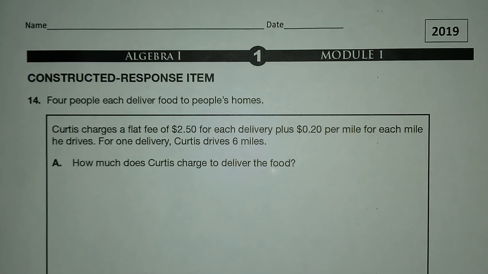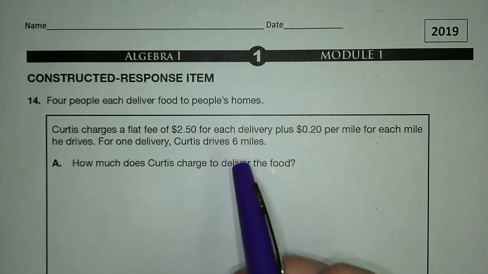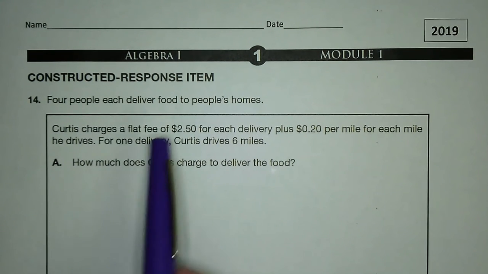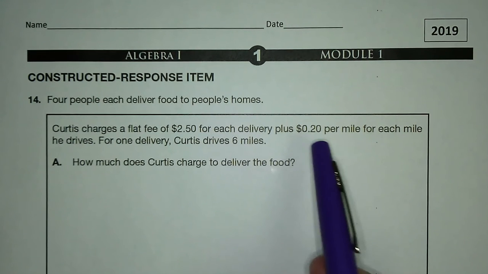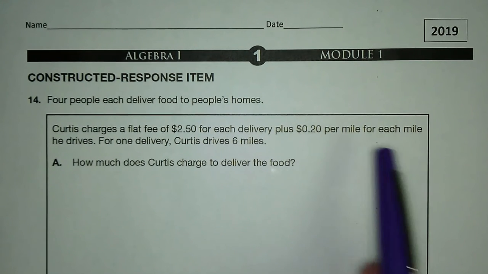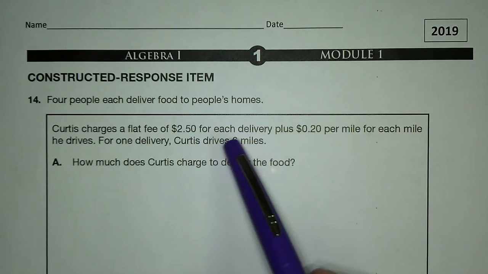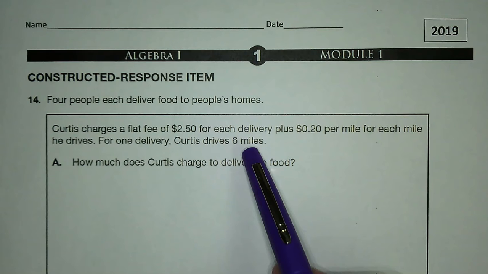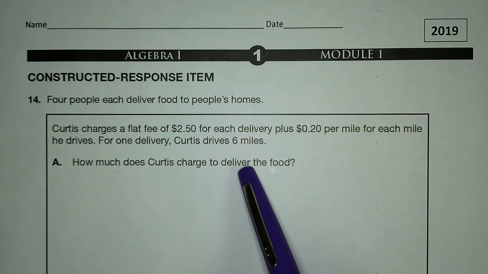Let's do this. This will be fun. 4 people each deliver food to people's homes. Interesting. That's a good start. 4 people each deliver food to people's homes. Curtis charges a flat fee of $2.50 for each delivery plus 20 cents per mile, or $0.20 per mile for each mile he drives. For one delivery, Curtis drives 6 miles. How much does Curtis charge to deliver the food?